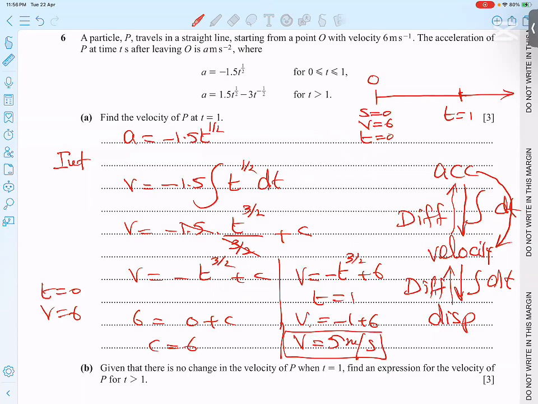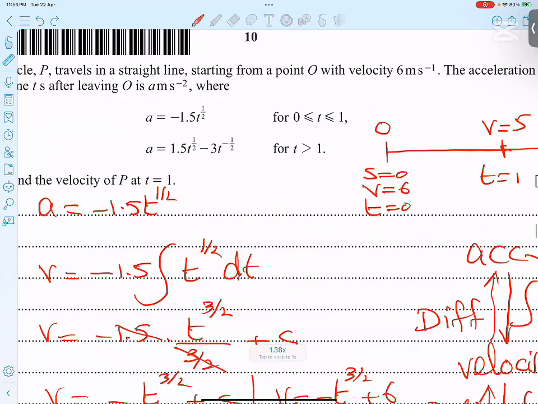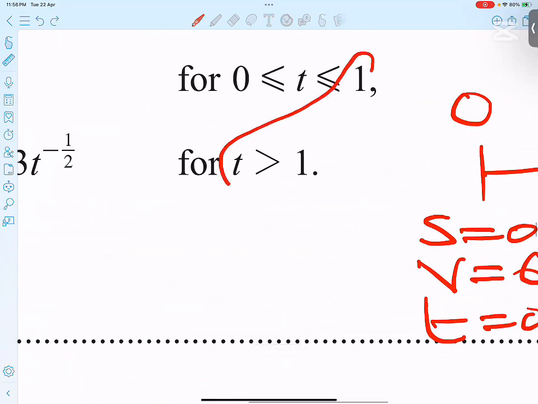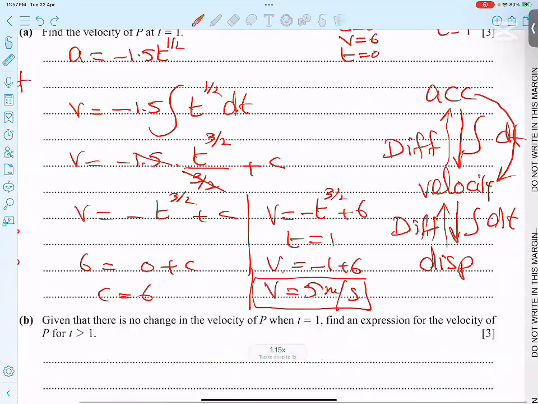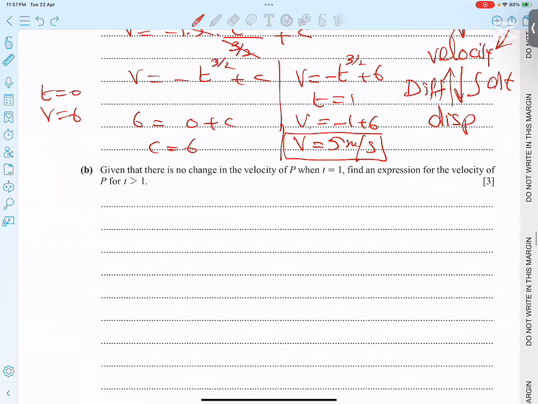So let's go for the next part. Make sure when time is 1 second, velocity at this moment is 5. Okay, we got it now. Let's move on. There's no change in velocity when time is 1. He's saying that when time is 1 and when time is more than 1, the velocity at both is equal. So the velocity expression from here and the velocity expression from here are equal to each other according to the statement of the question. And we define the expression of velocity for t bigger than 1.